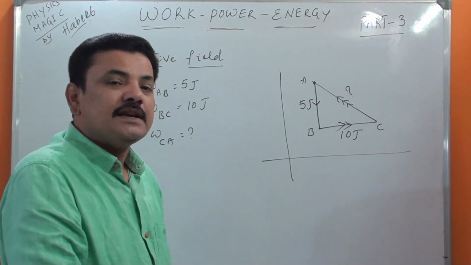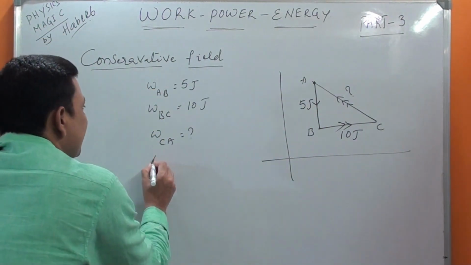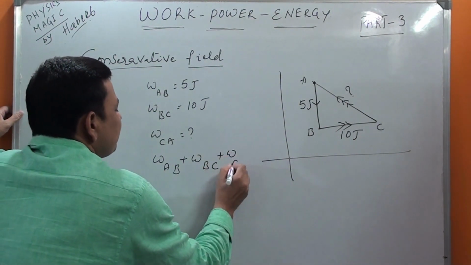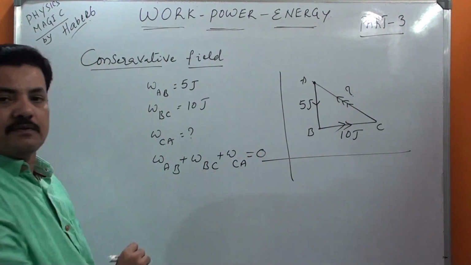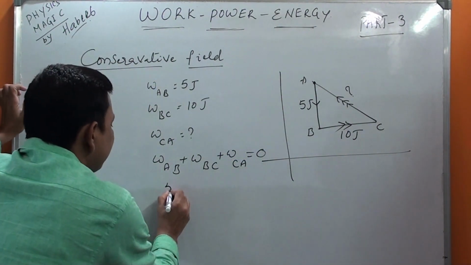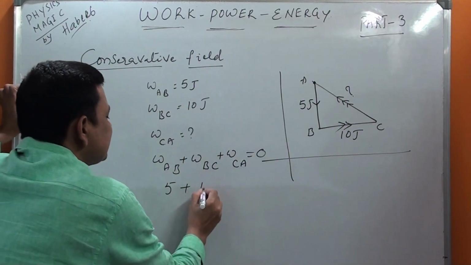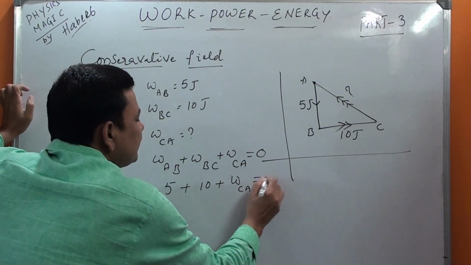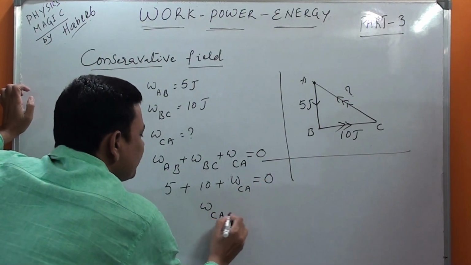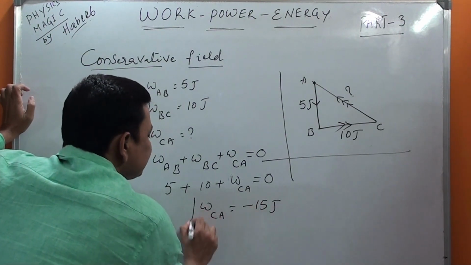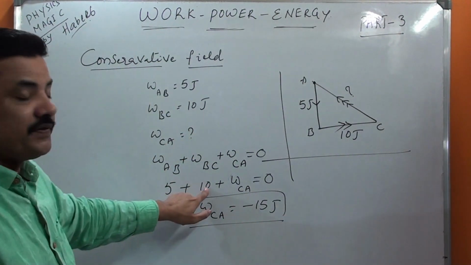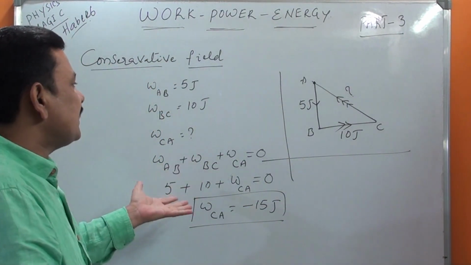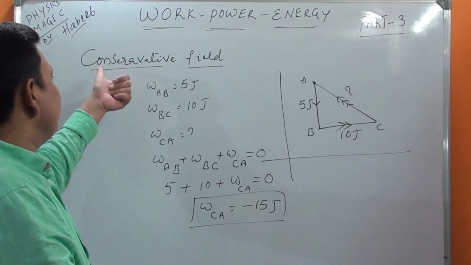But if you know this, then it is definitely very easy, because as per our knowledge, WAB plus WBC plus WCA is equal to 0. Then WAB is 5 joule plus WBC is 10 joule plus WCA, which we have to find. Therefore, from here you get minus 15 joule. How easy. 10 plus 5 is 15, and if it goes to the other side, it becomes minus 15 joule. Like this, you may get questions in NEET based on the conservative field.